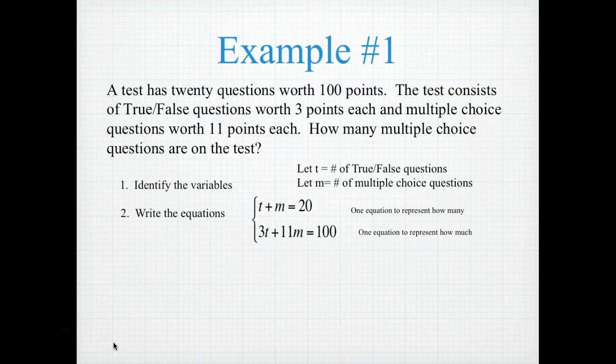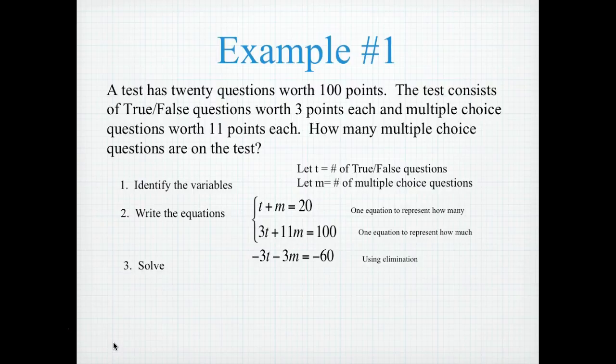Now that we've developed a system of equations that accurately represents the question, we can move forward and solve the equation. For this case, elimination or substitution would be appropriate. For this example, we're going to go ahead and use elimination. So using elimination, we're going to eliminate the variable T. In order to do so, we need to multiply the first equation by negative 3. Doing so gives us negative 3T minus 3M is equal to negative 60.